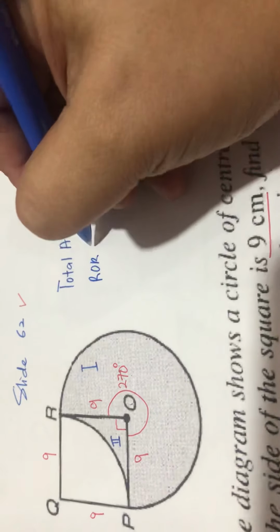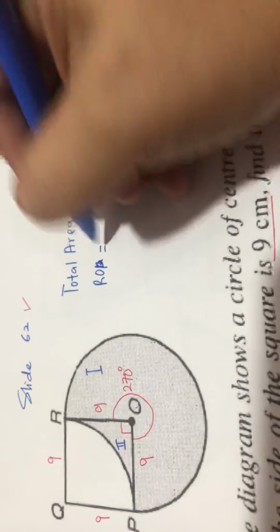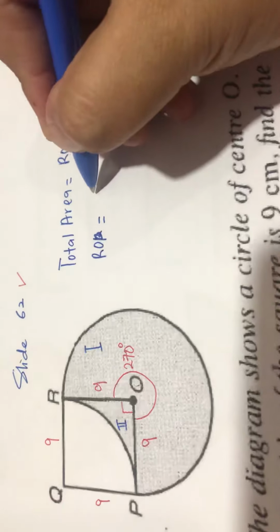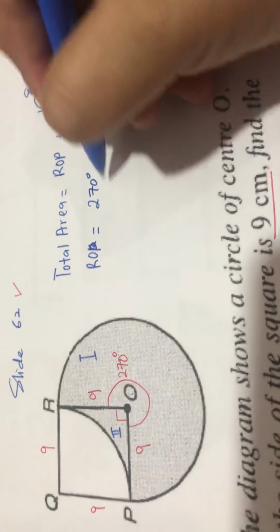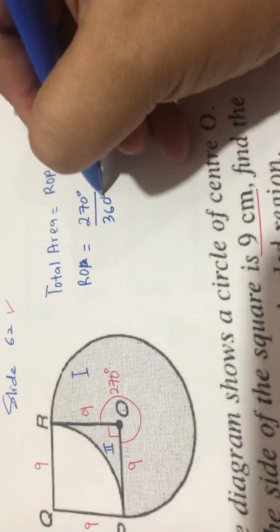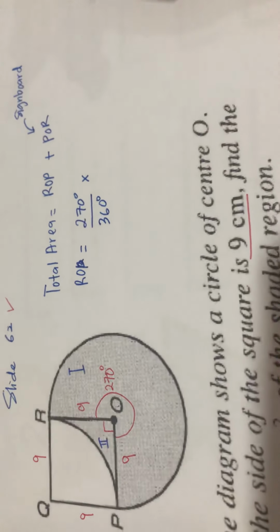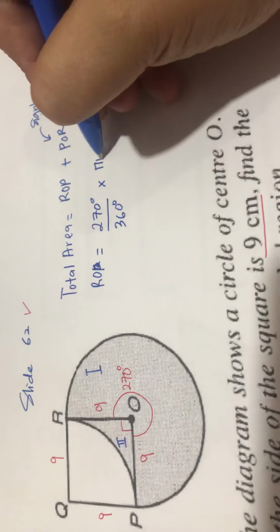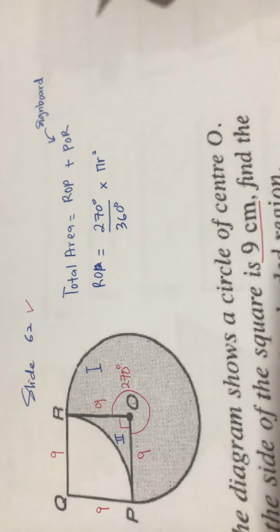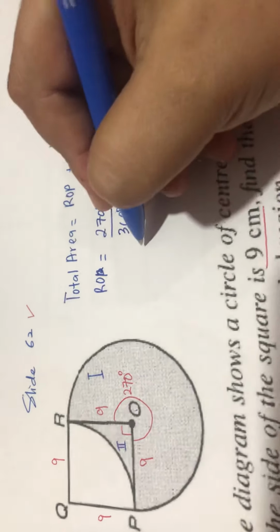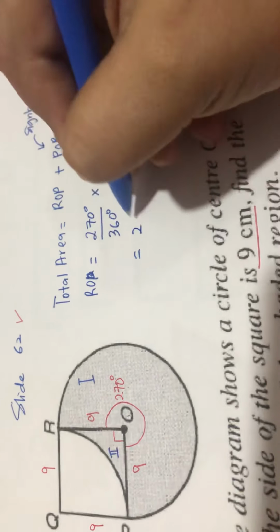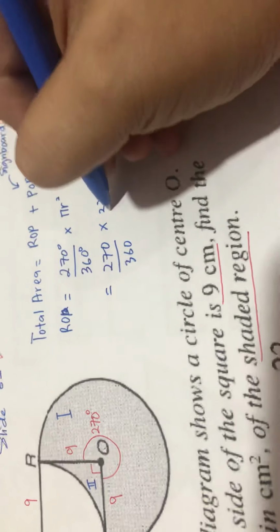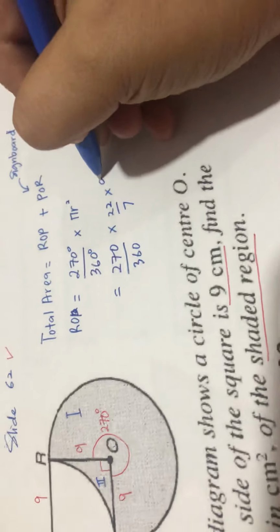Untuk cari ROP, kita tahu angle dia 270 degree. Okay, so 270 degree over 360 degree times with formula of circle. Okay, formula of circle kita apa? Pi r squared. Okay, so pi r squared, 270 degree over 360 times 22/7 times with 9 squared.